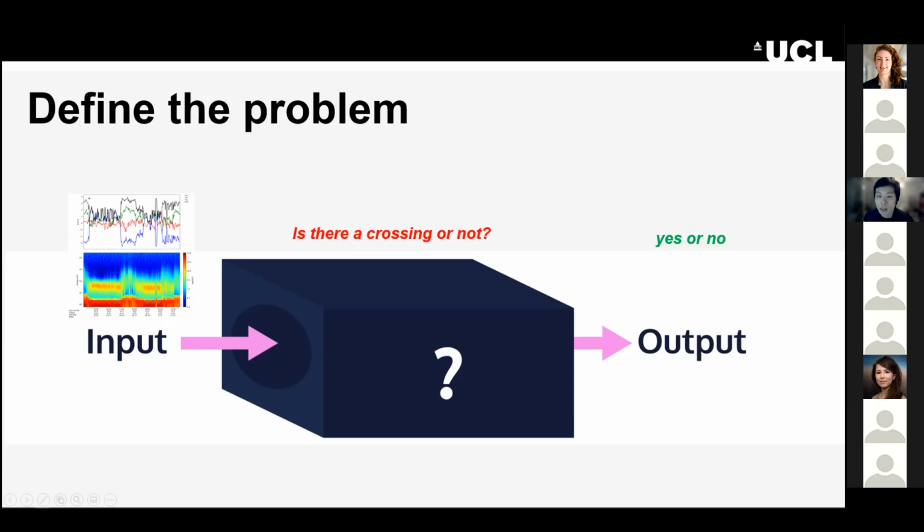Why am I treating this as a binary problem? Well, there's a huge class imbalance in the data set. Most of the data do not contain crossings. And so by combining magnetopause and bow shock for this particular problem, we boost the number of positive examples we have.